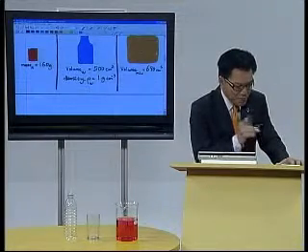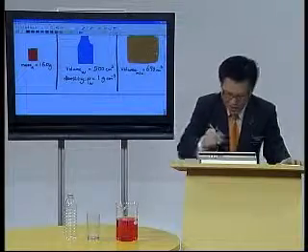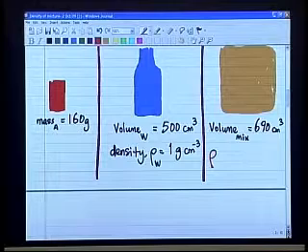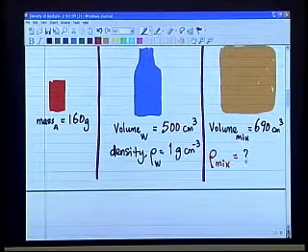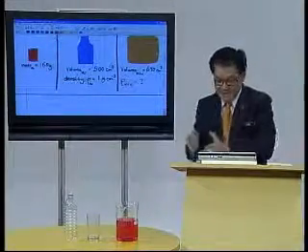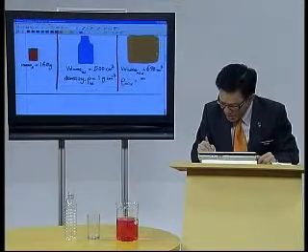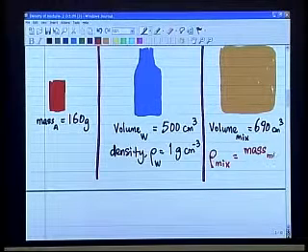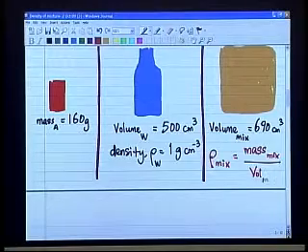We are supposed to calculate the value of the density. I put in red: the density of the mixture. That is our question. Okay? Now to calculate the density of the mixture, what must I have? I must have the mass of the mixture divided by the volume of the mixture.